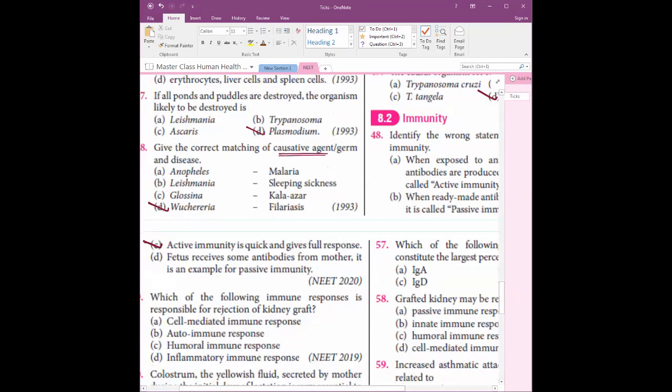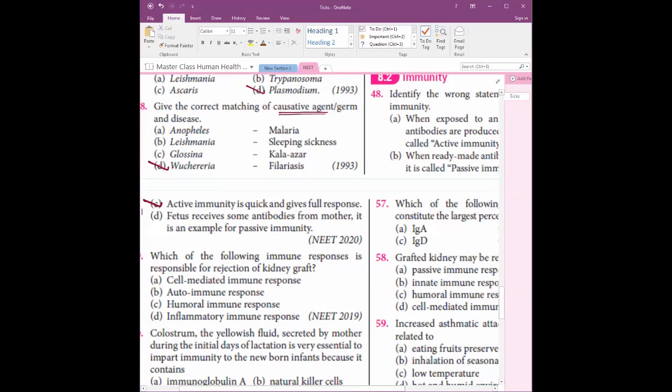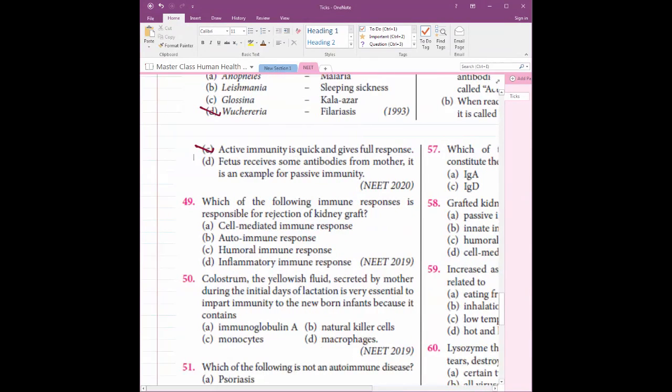And the fetus receives some antibodies from the mother. It is an example of passive immunity. Yes, absolutely, this is right. This is naturally acquired passive immunity. So this is right. So the answer was the third one, guys.